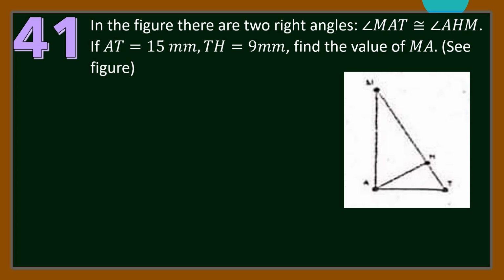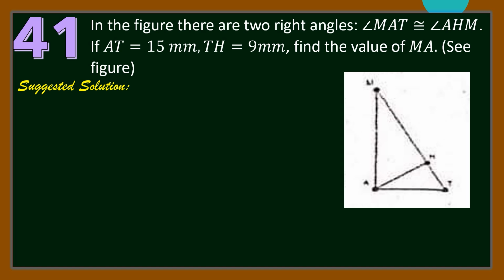Number 41. In the figure, there are two right angles, angle MAT congruent to angle AHM. If AT equals 15 millimeters, TH equals 9 millimeters, find the value of MA.